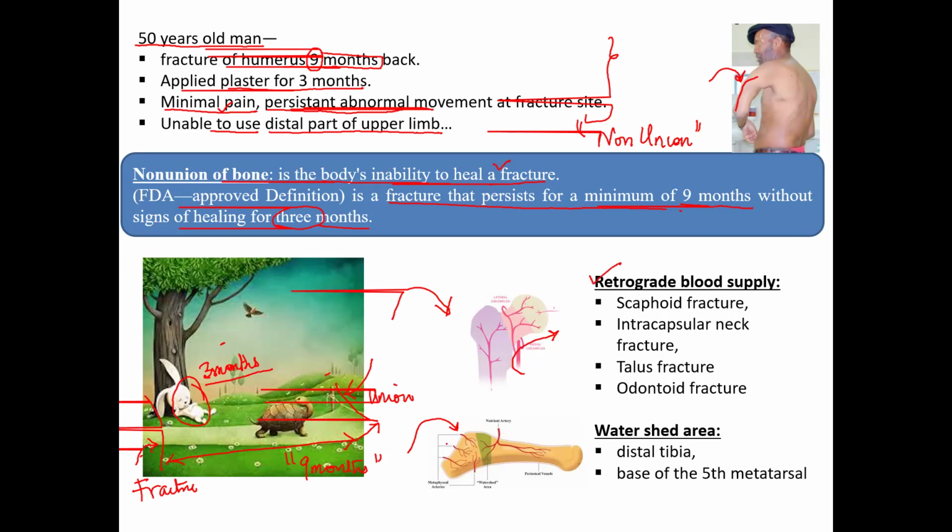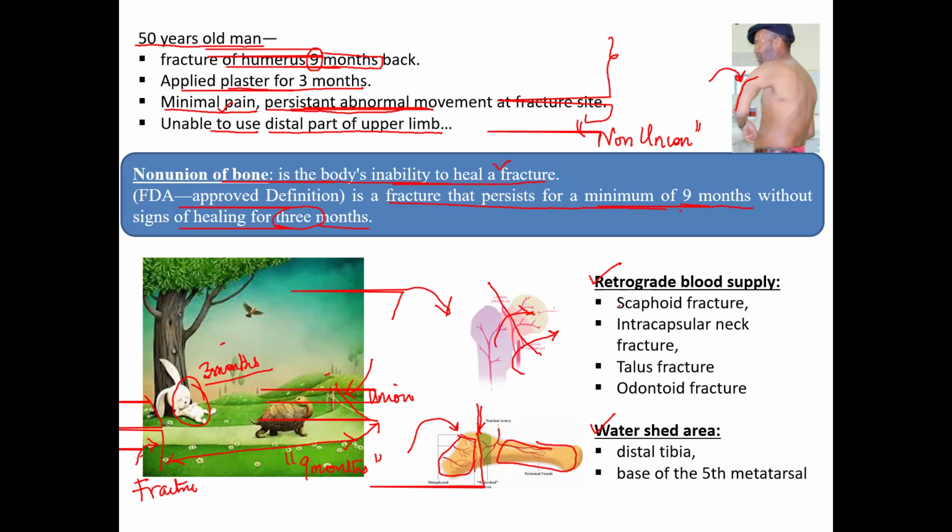The second thing is the watershed area. One part of the bone is nicely vascular, the other part of the bone is nicely vascular, but at the junction of these two, the vascularity is compromised. This area is called the watershed area. So either the vascularity is compromised in the form of retrograde blood supply or a watershed area. If we have a fracture in this area, there is no blood flow from distal to proximal, so the patient will have non-union.